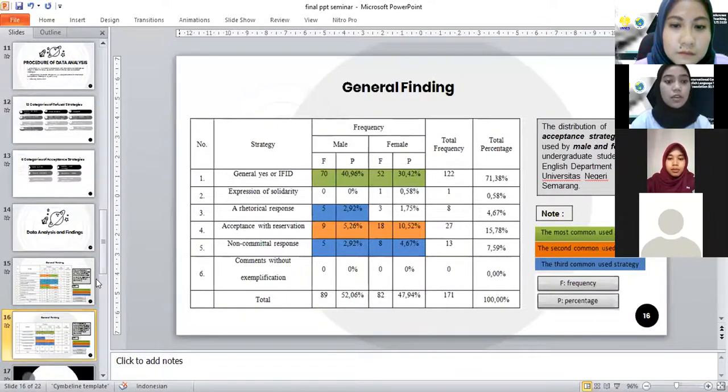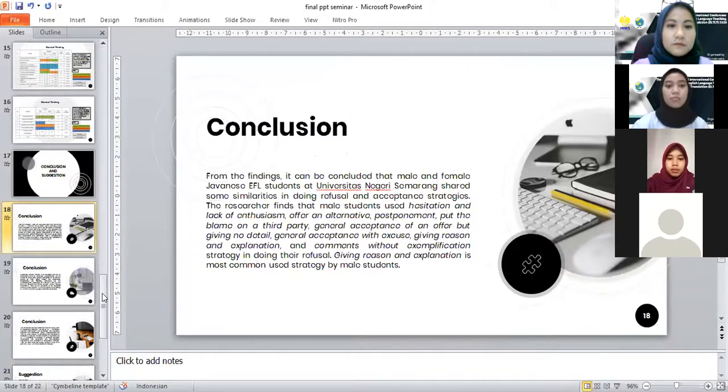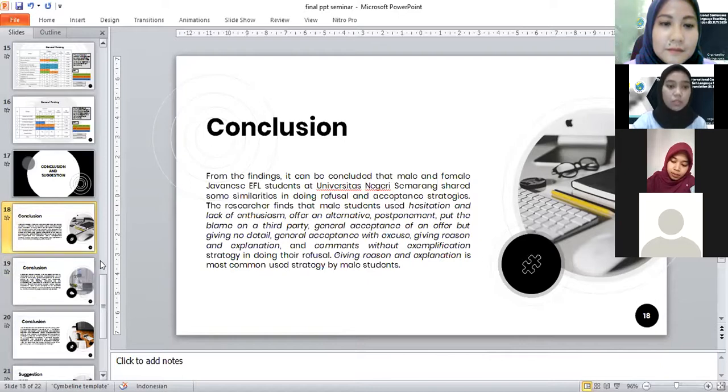Okay, we come to the conclusion and suggestion. So the conclusion from the research that I did is that, from the findings, it can be concluded that male and female participants at Universitas Negeri Semarang shared some similarities in doing their refusal and acceptance strategies. The researcher finds that male students use hesitation and lack of enthusiasm, offer of an alternative, postponement, put the blame on a third party, general acceptance of an offer but giving no detail, general acceptance with excuse, giving reason and explanation, and comments without exemplification in doing their refusal. Giving reason and explanation is the most common strategy used by male students.